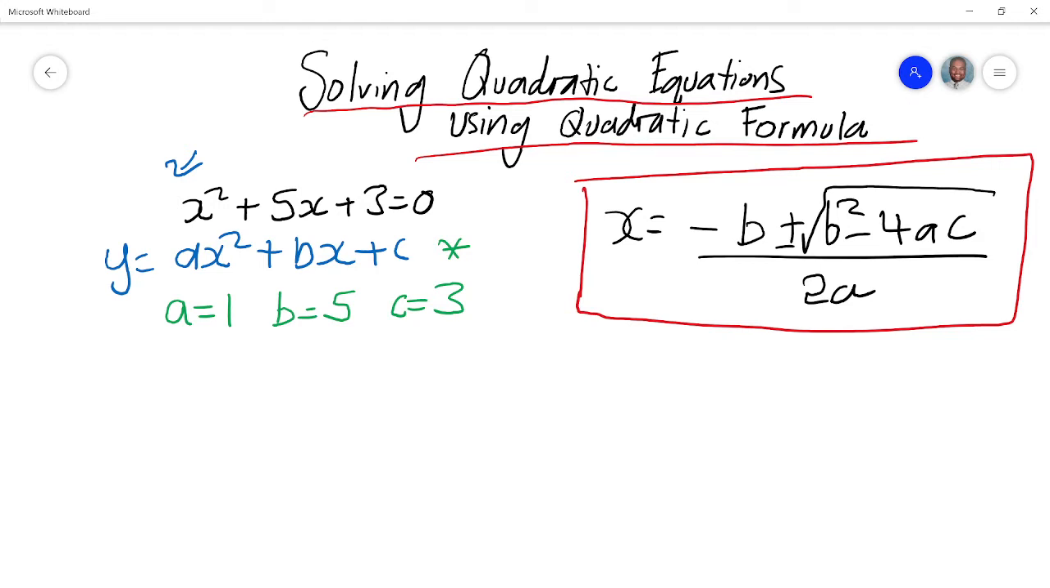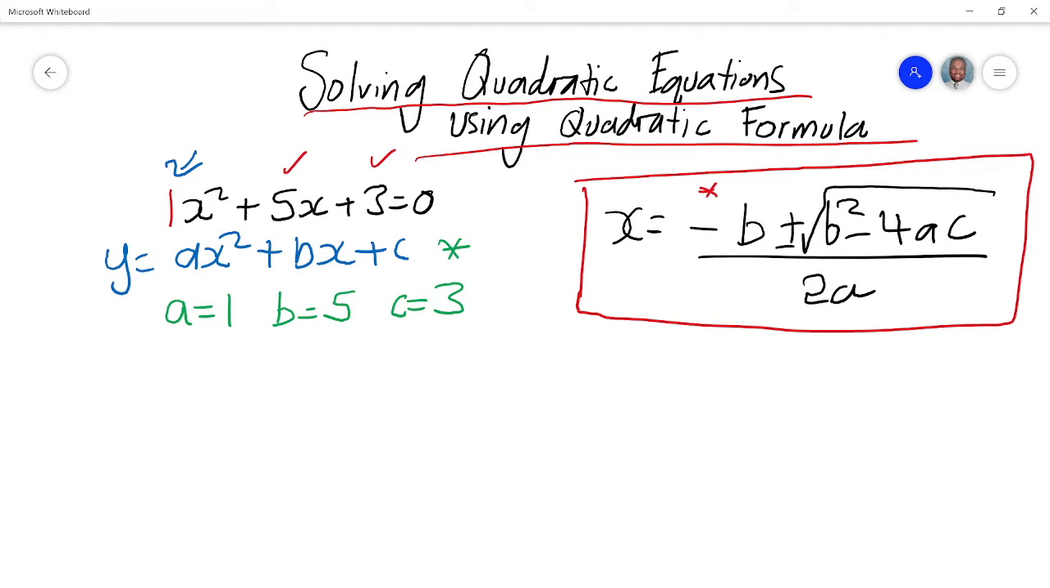So you can see here, team, that the value of a is equal to 1, because if you don't have a number there, we assume that the coefficient of x squared is 1, the value of b is 5, and the value of c is 3. The next thing we need to do now is apply the quadratic formula. So in other words, in place of a, we're going to put 1, in place of b, we're going to put 5, and in place of c, we're going to put 3. So literally, we are going to substitute the values of a, b, and c in the quadratic formula. All right, so let's go through this step.